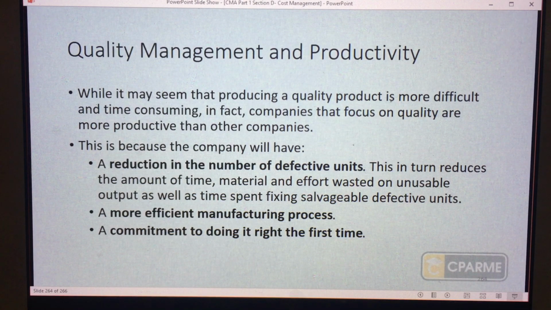So kung mas mababa ang iyong defective na units, nare-reduce nito yung amount of time, the material, and effort that is wasted on defective or unusable products. Or kung defective siya, yung time or the resources that we would spend on fixing ang ating defective units. And quality management and productivity is assumed ng nagpa-practice nito has a more efficient manufacturing process. And companies who practice ito would commit to doing it right the first time. So again, a culture of excellence and quality.